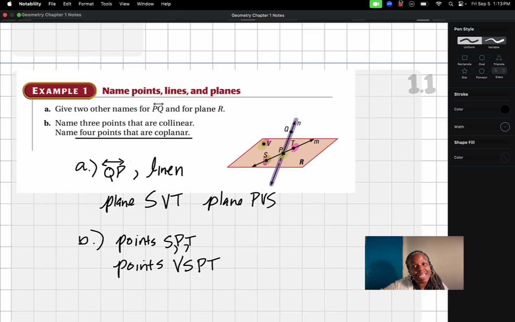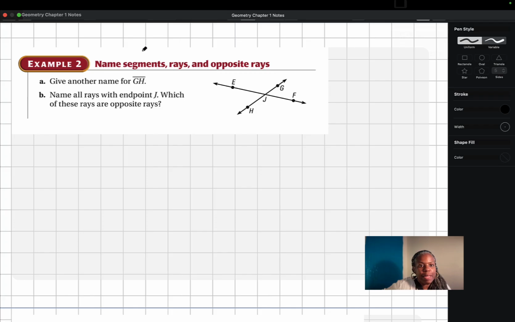Now that we've finished that example, let's move on to the next. In example 2, we're going to name segments, rays, and opposite rays. So here, give another name for segment GH. Notice there's no arrows at the top of this symbol, so that lets me know that we're talking about a segment. I'll even highlight the segment so we can be sure about what we're talking about.